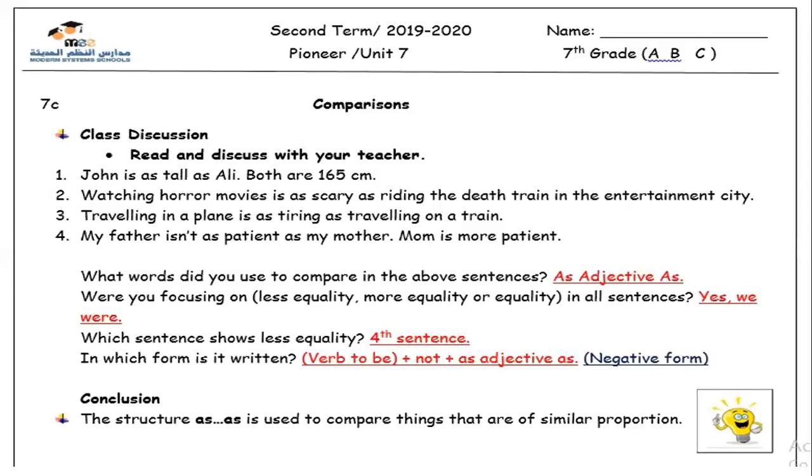Which sentence shows less equality? I have the fourth sentence here. In which form is it written? Verb to be plus not, as adjective as, and this is a negative form. So our conclusion here: the structure "as... as" is used to compare things that are of similar proportion.